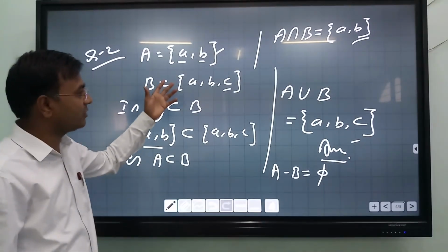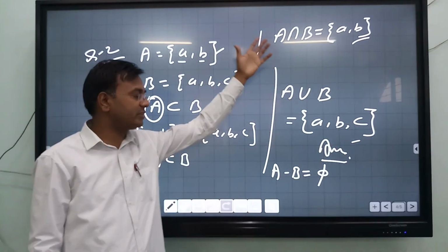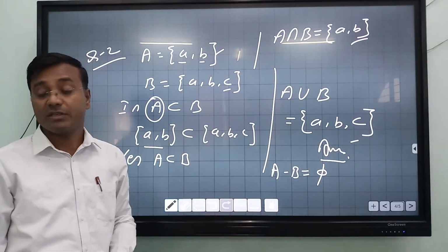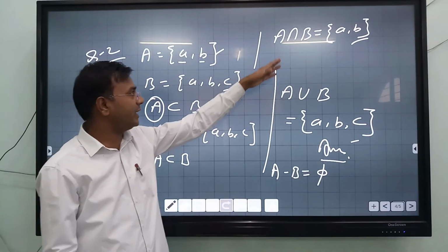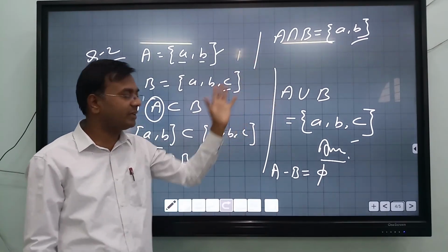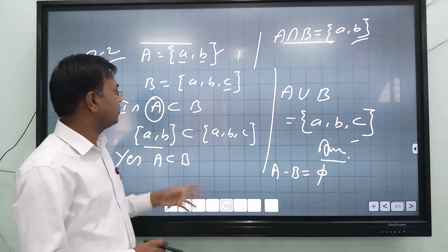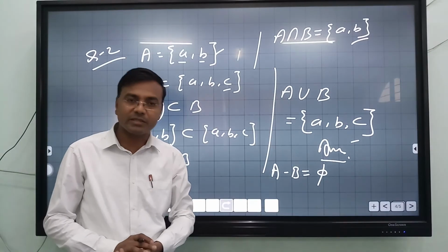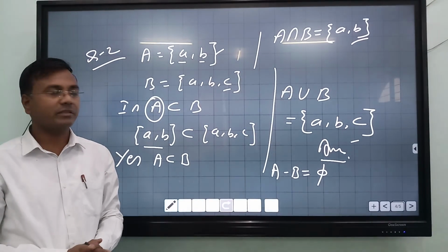In the same question we have learned how to find union, intersection and difference as well. In the whole exercise you have to operate these operations only: union, intersection and difference. So today you will solve all these parts, and if you have any doubt you will ask. Thank you very much.